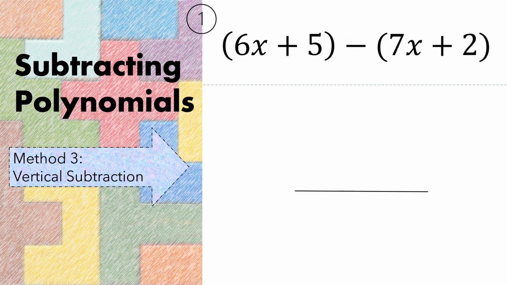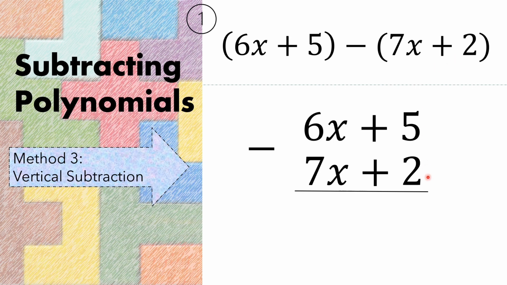Next method, the vertical subtraction, which is also known as the column subtraction. So we'll be copying the minuend, 6x plus 5, and then the operation minus. Align the terms of the subtrahend with the corresponding term, or in short, you align like terms. So that is 7x under 6x and then positive 2 under positive 5, and then perform minus.